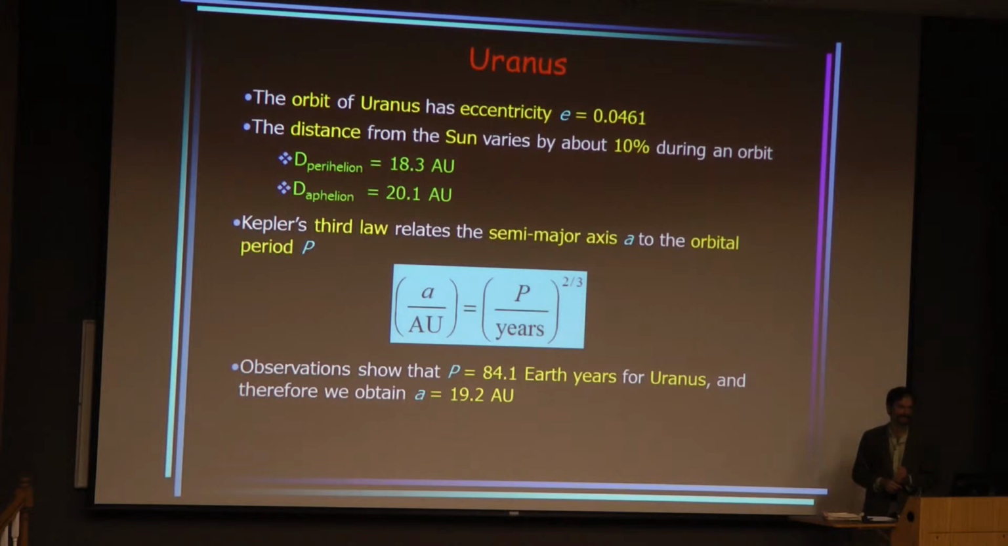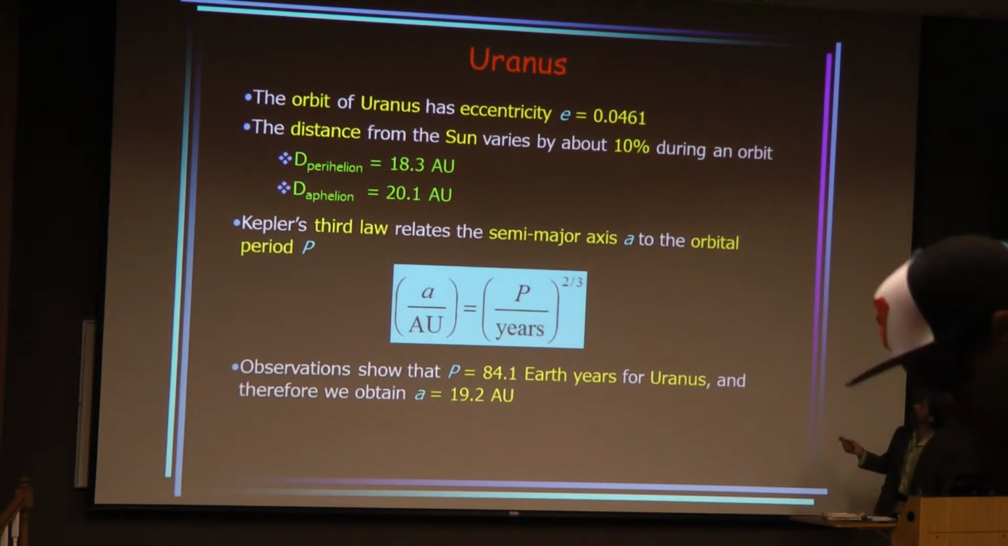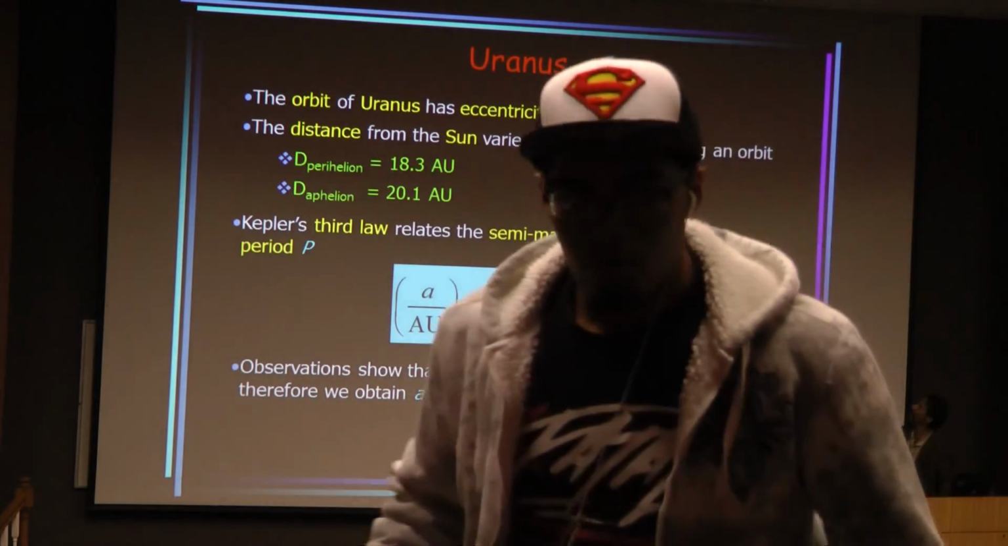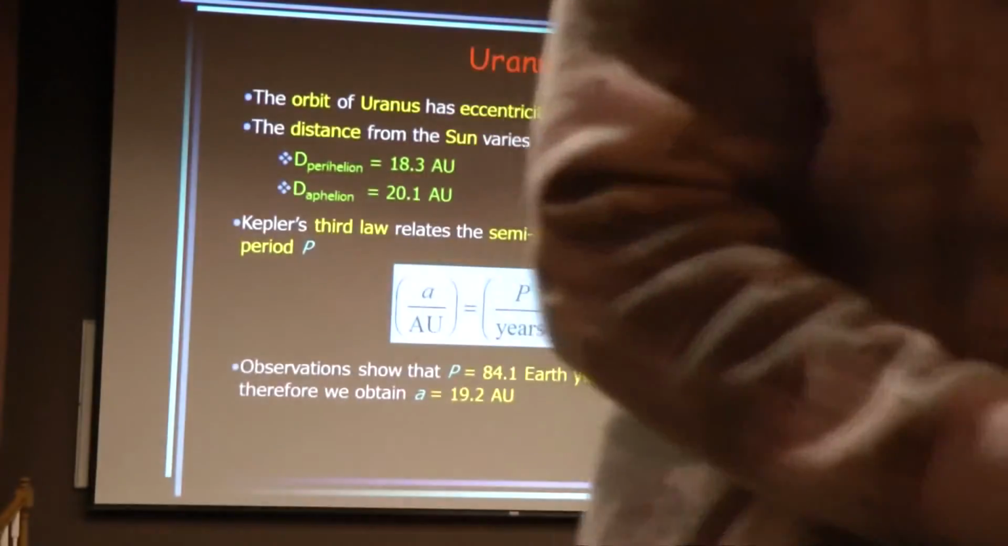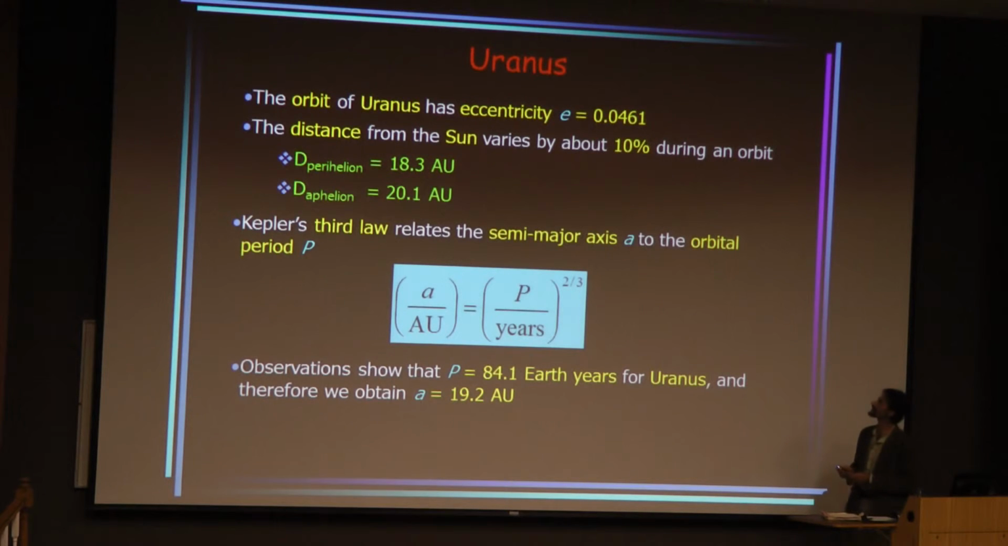All right, so the distance that we're talking about varies by about 10% because the eccentricity is about 5%. So the distance variation is about 10%, and we can actually see that in the comparison of the perihelion and aphelion distances.